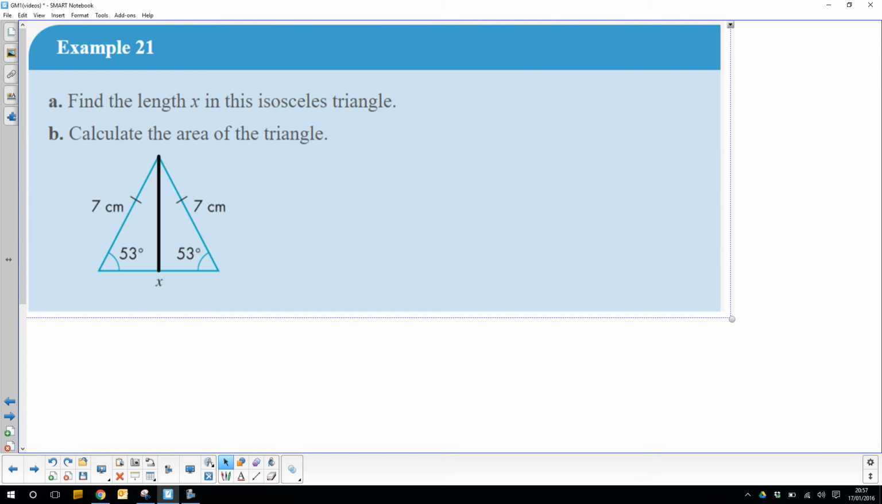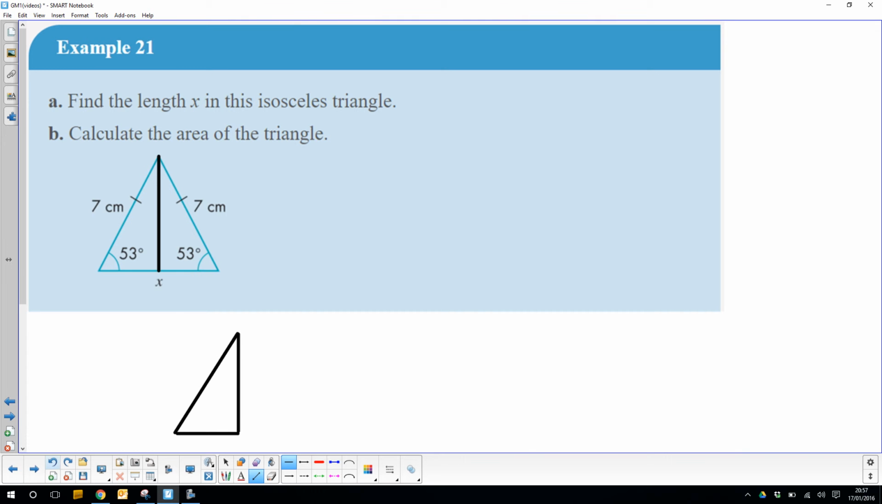Then we can draw that triangle over here and put on the right values. We've got a right angle. We know that this is 53 degrees. We don't know the height. We do know that this is 7 centimetres. And we've got different options here. I'm going to call the length at the bottom y.